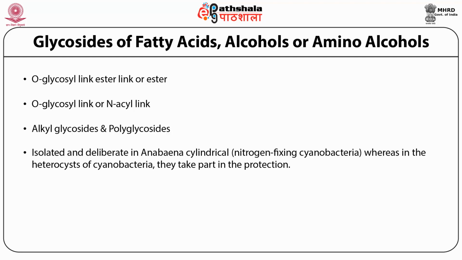which is a nitrogen-fixing cyanobacteria, whereas in the heterocysts of cyanobacteria, these alkyl glycosides take part in the protection. Later, some other structures were characterized and studied in additional species: Anabaena torulosa and Cyanospira rippkae, with different chain length and functional groups.